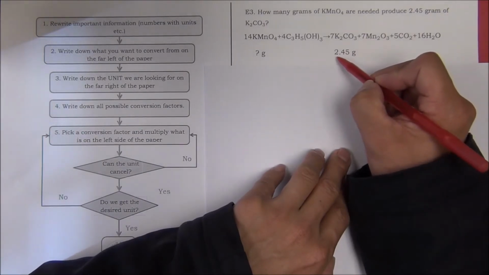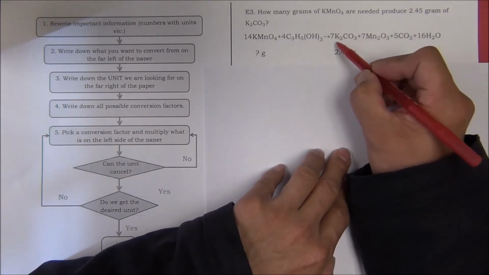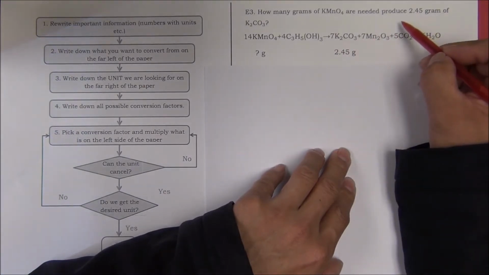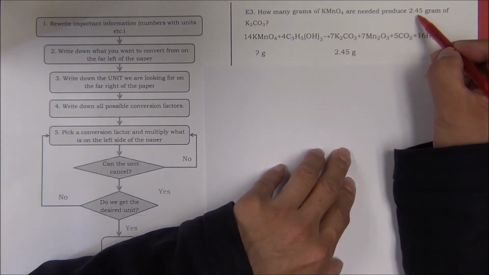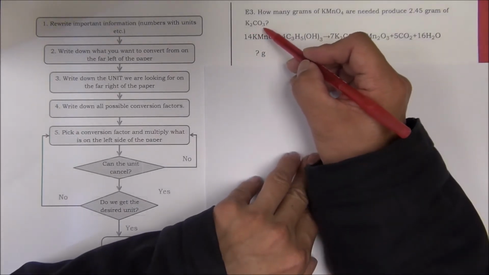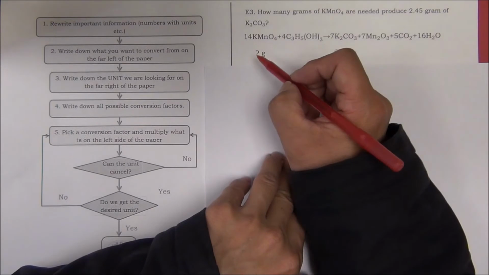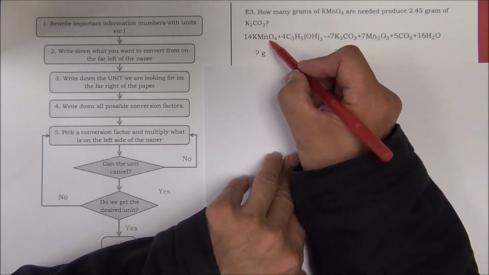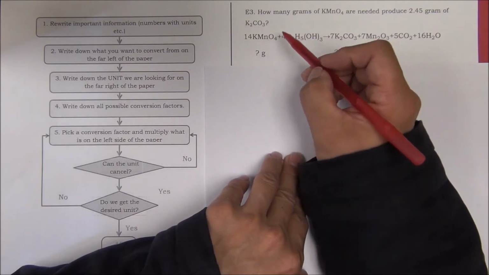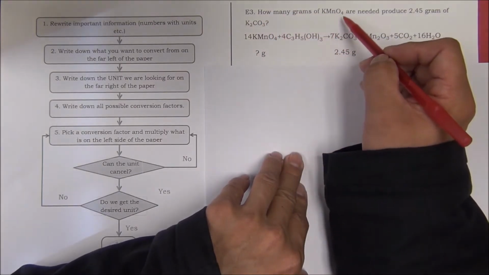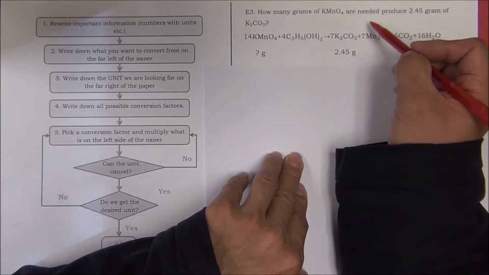We put down 2.45 gram below potassium carbonate because when you read the problem, you find that 2.45 gram of potassium carbonate appears in your problem. We also put down a question mark gram below potassium permanganate because when you read the problem, you read how many grams of potassium permanganate are needed.